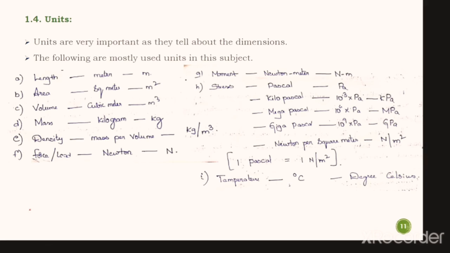As you know, units are very, very much important. Without units, the dimension has no significance. For example, there is a box. I asked you to find out the width of the box, B, width of the box. You said 100 mm.